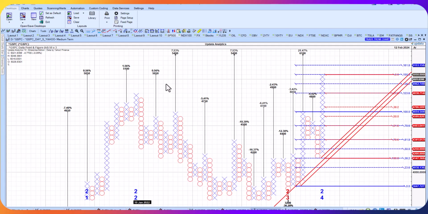I've got the 50 by 3 box size and the reversal size up here, which means that a 150 point move in either direction will change the trend. So if we get a 150 point drop to the downside here and we get an O printed there, that means this rally is over. But so far, very strong rally.